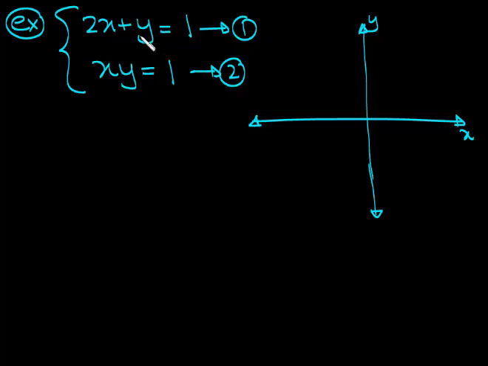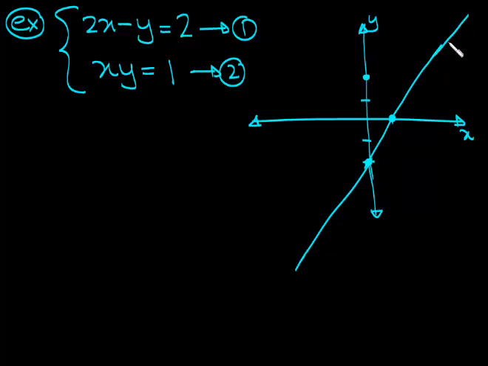The x-intercept is 1 and the y-intercept is 2. Actually, let me change this and make the second equation xy equals 1, so let's try that. If the x-intercept is 1 and the y-intercept will be negative 2, the line goes like this.